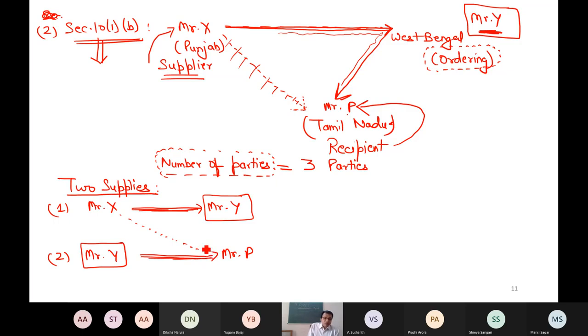Kindly unmute and reply because I cannot see the raised hands right now; when the notepad is open I cannot see who has raised hands. Is the point clear? Delivery may be single, but technically there are two supplies happening at the same time. Unmute and reply please. X to Y and Y to P.